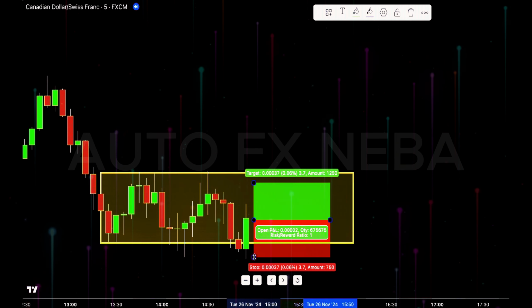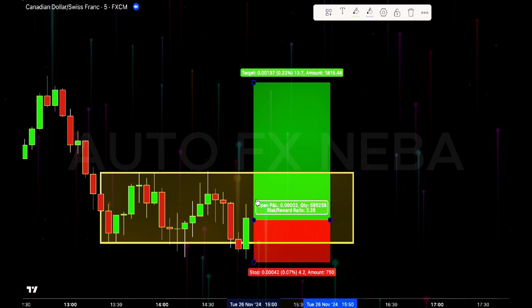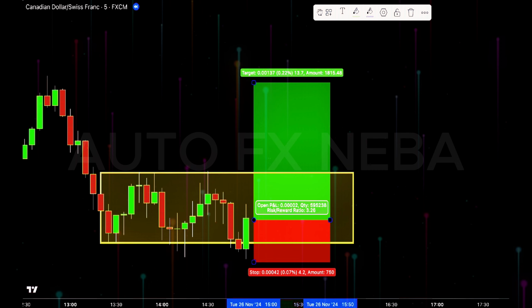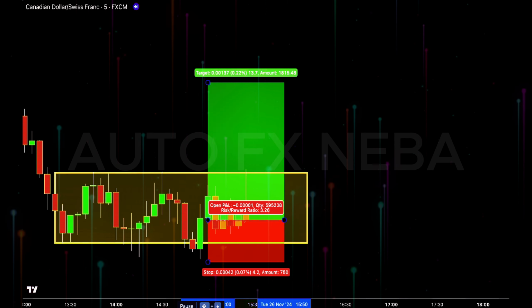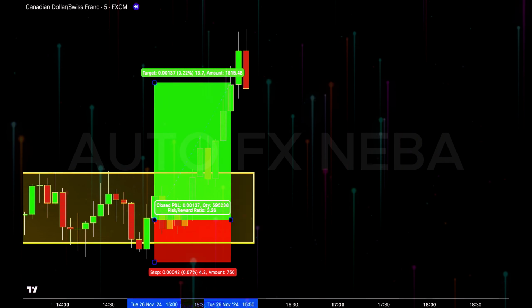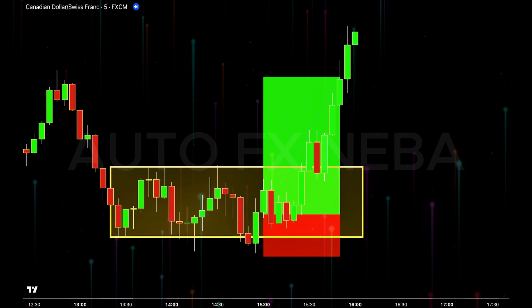Enter at the close of the candle that comes back inside the range. Place your stop loss just below the breakout candle. Set your target at the next key resistance level. What happens next? The market takes off to the upside, exactly as expected. This is the acceleration phase, or markup, where smart money drives price higher after trapping sellers.